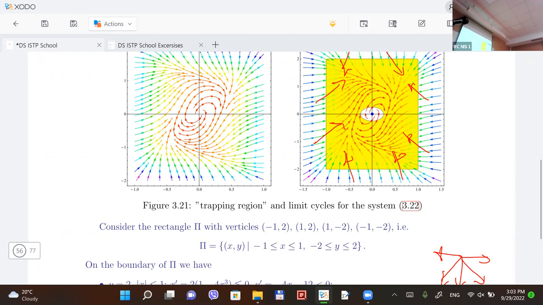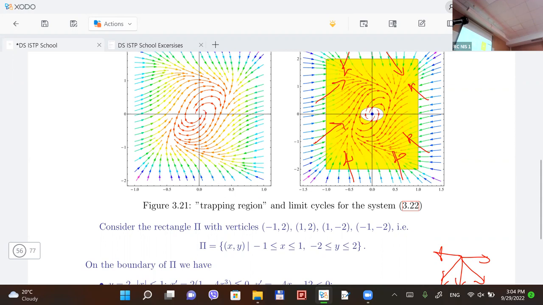But my question is, can we apply the Poincaré-Bendixson theorem? Not yet. Not yet. Why? Because we have a fixed point inside the square. Now we dealt with the fourth assumption. Nicely, we constructed the trapping region. But the third assumption, remember, third and fourth are what's important, says we are not supposed to have a fixed point inside.